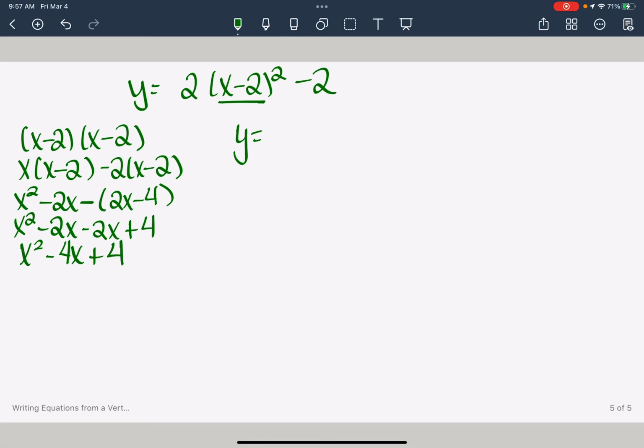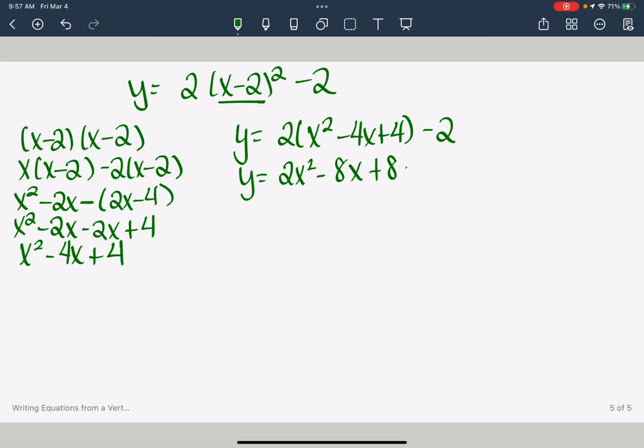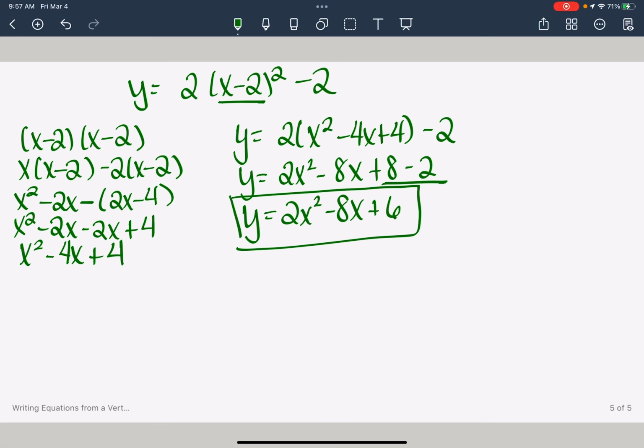So we have y equals 2 times x squared minus 4x plus 4 minus 2. Let's distribute the 2, so you have 2x squared minus 8x plus 8, and then minus 2, which gives me y equals 2x squared minus 8x. I'm going to combine these two constants so I get plus 6. And that's how you write your equation in standard form.